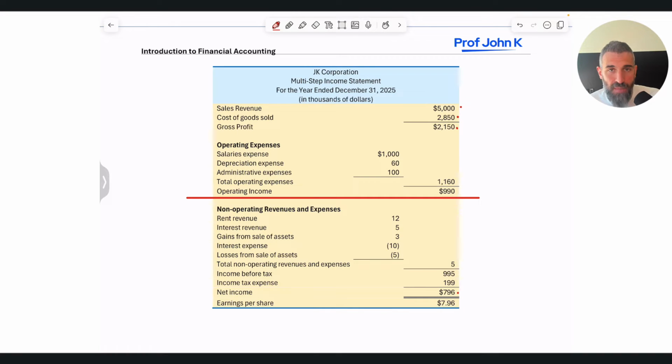What are we actually making from our sales after we've accounted for the actual cost of the good? Then we have our operating expenses. Operating expenses are basically any expense that, again, has to do with running your day-to-day operation. So what you pay your workers, the depreciation on your machines, if you have any marketing expenses, if you have any other administrative expenses, right? Most of the company's expenses anyways would fall into this section.